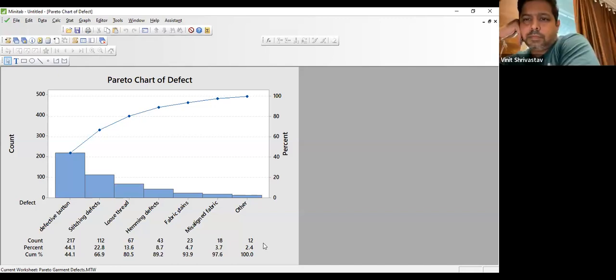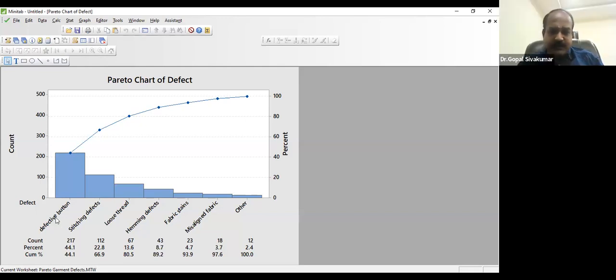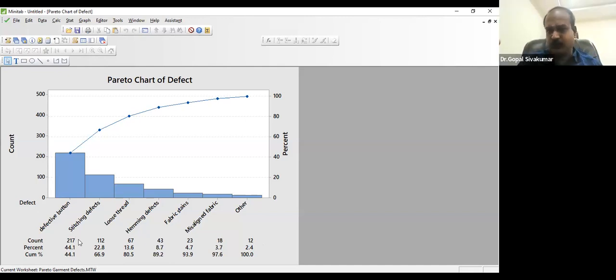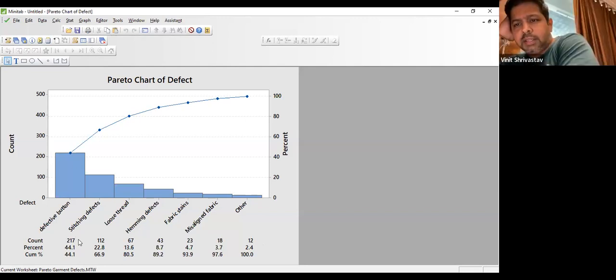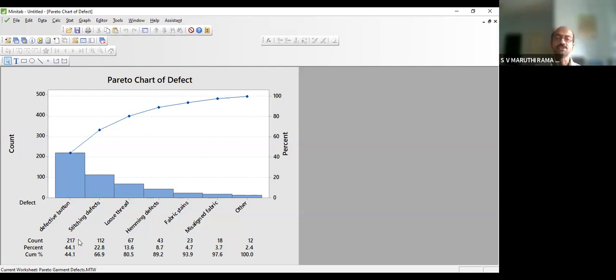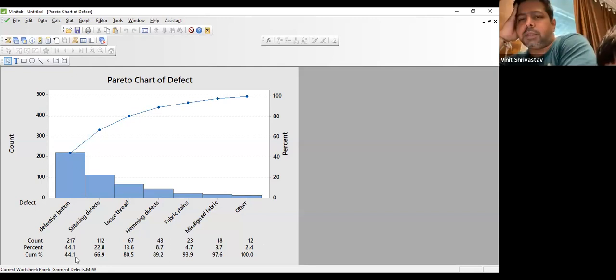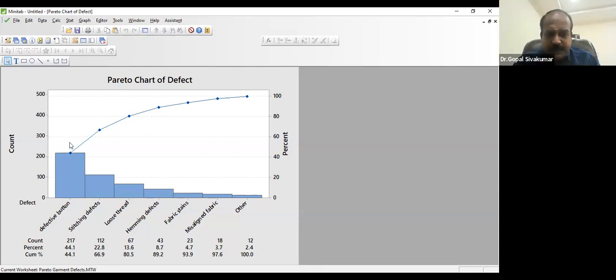492. Out of 492, defective button itself is how many? 217. Can one of you tell me how much is the contribution of defective button with respect to total defects of 492? How to calculate this? 217 by 492. Percentage we can get. 217 divided by 492 multiplied by 100. That will give 44%. So we understand everything about defective button.